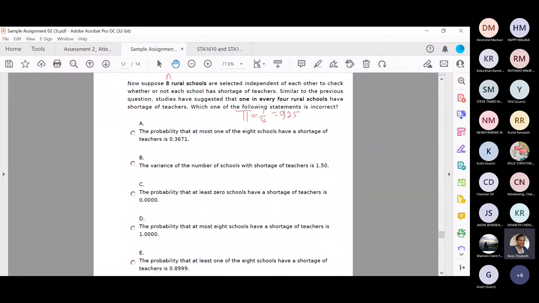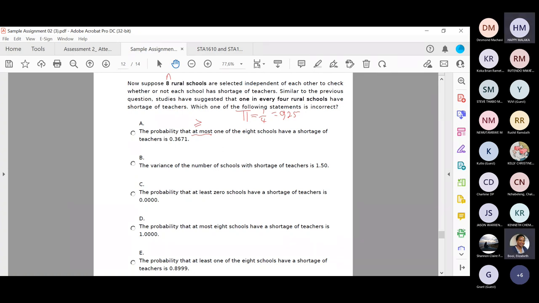0.25. So if we know that, which one of the following statements is incorrect? We know that this is a binomial question. Number one, the probability that at most one of the 8 schools has a shortage of teachers. What is at most? Remember that at most is greater than or equals to, right?